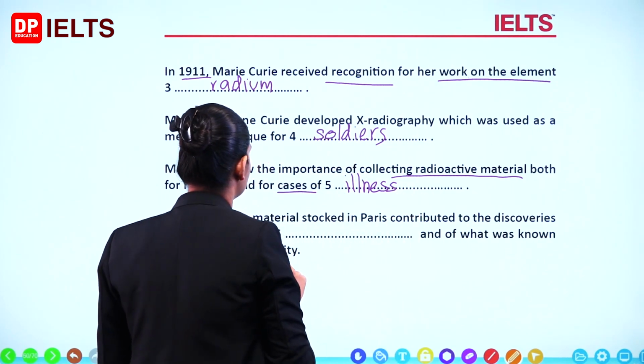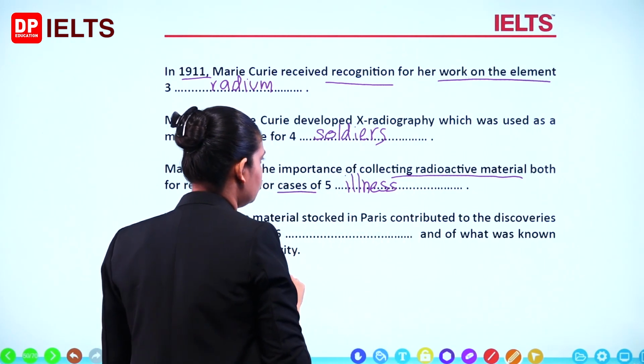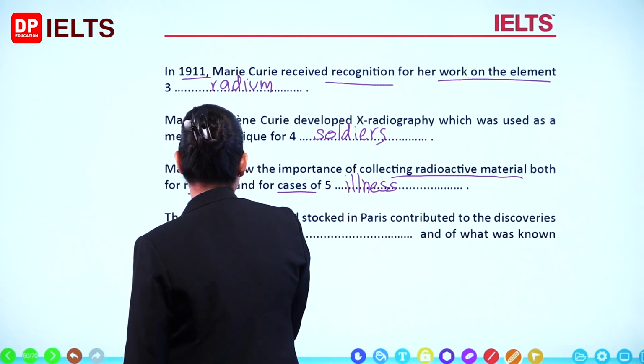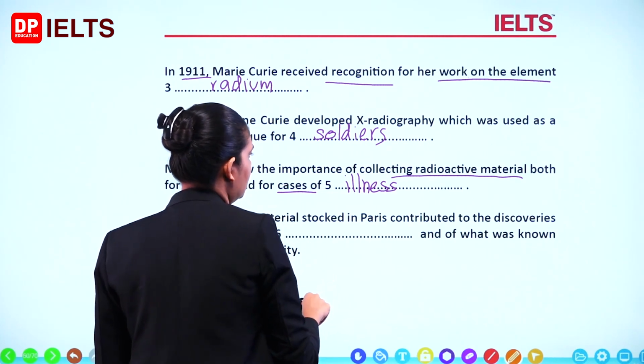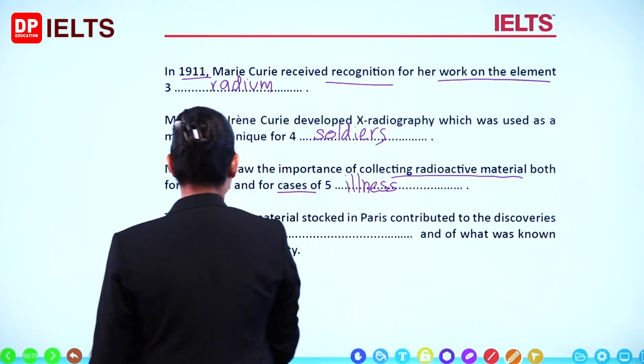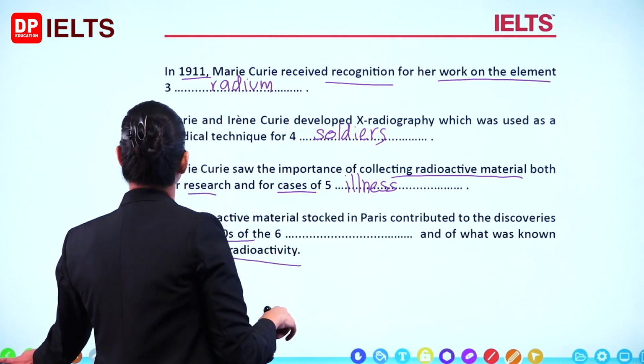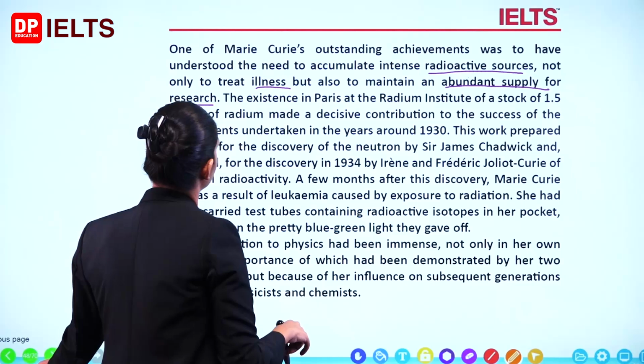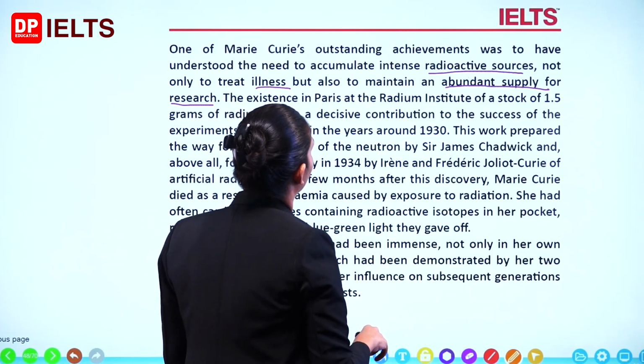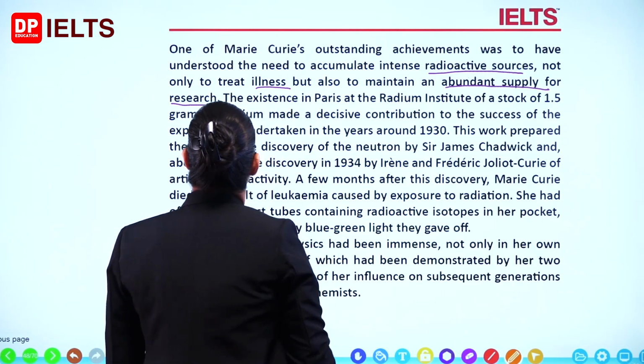The radioactive material stocked in Paris contributed to the discoveries in the 1930s of what was known as artificial radioactivity. Okay, right. So let's see, 1930s. Right here.